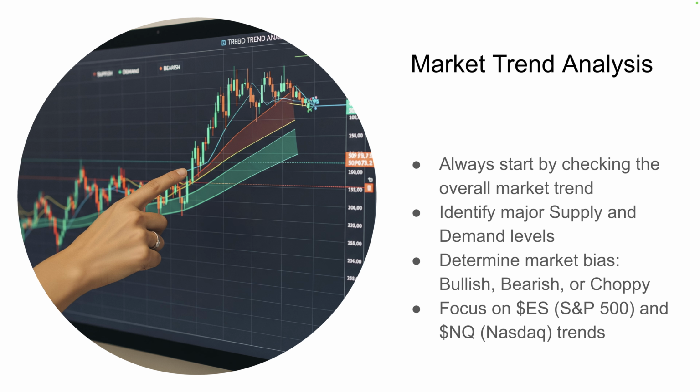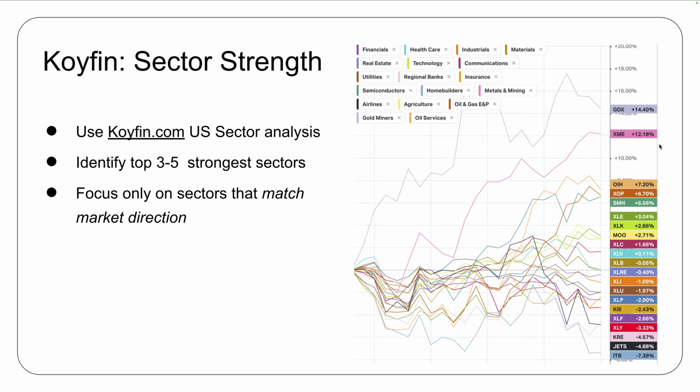The first thing I start with is the market trend analysis. I identify the major supply and demand levels and determine the market bias. Is it bullish, bearish, or choppy? I focus on the ES and the NQ charts for trend. I also use koifin.com. Their tools help me quickly spot which sectors are attracting capital and outperforming the rest.